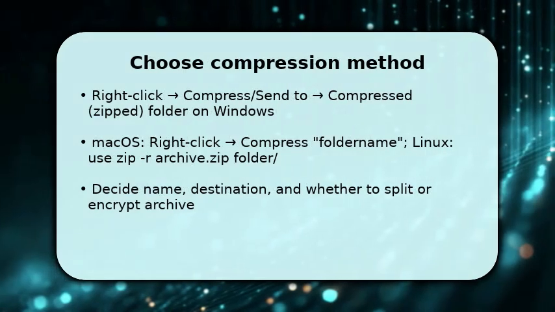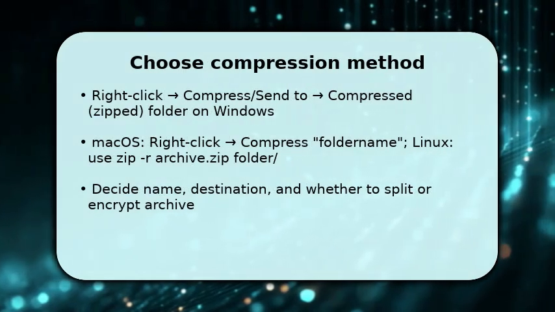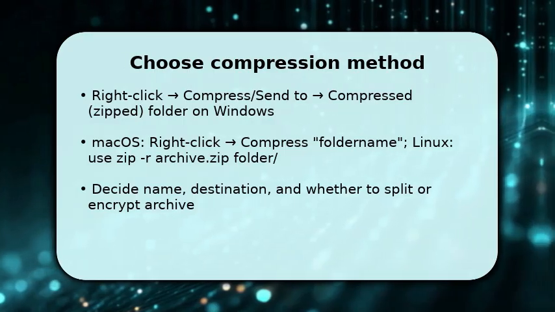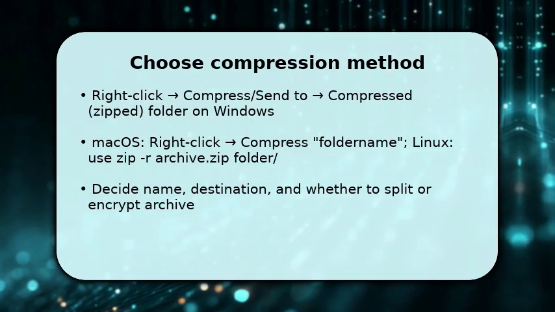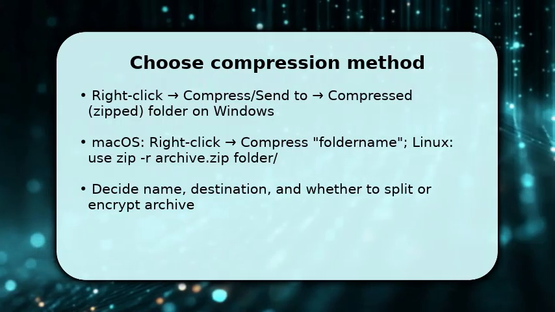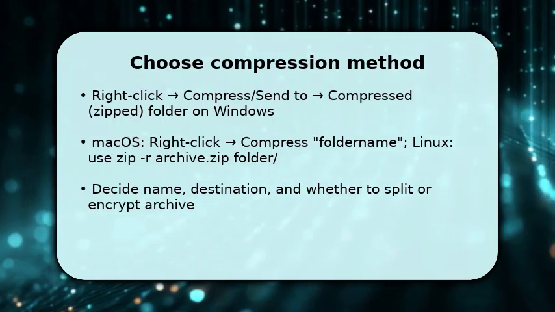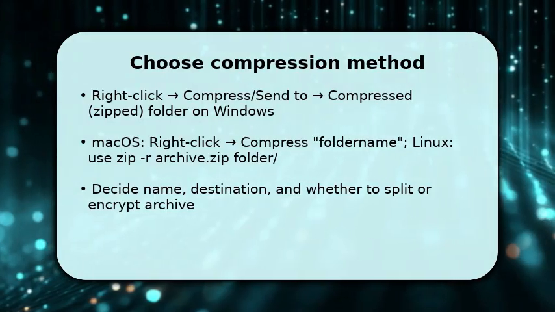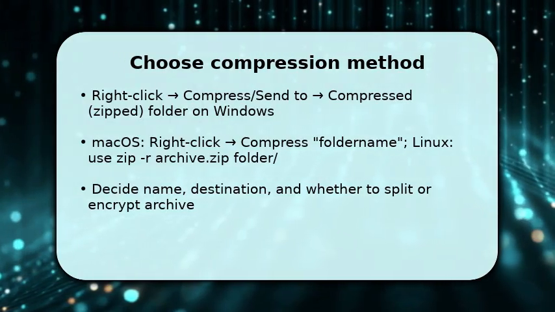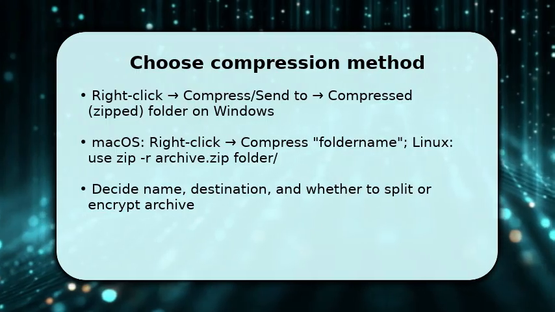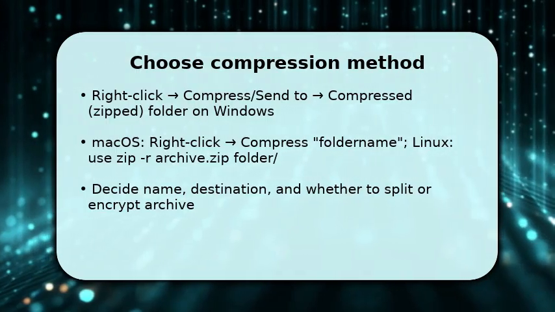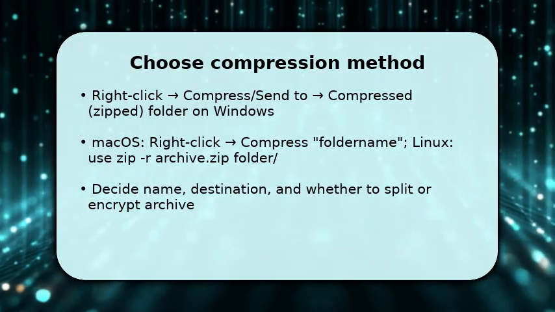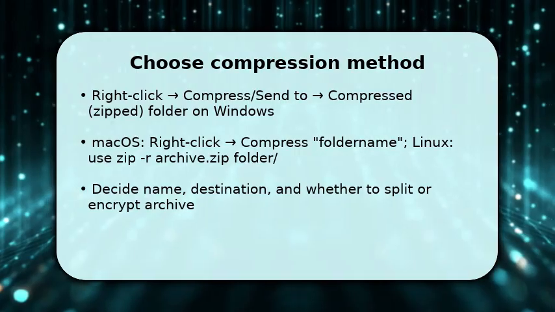Next, choose how to create the zip. On Windows, use right-click, then Send to, then Compressed (zipped) folder. On macOS, use Compress from the context menu. For Linux or advanced control, run zip -r archive.zip folder/ in the terminal. Once chosen, name the archive and pick an output location. This affects later transfers. If you need privacy, set a password or use an encrypted zip tool. Make sure to consider split archives for very large data before starting compression.